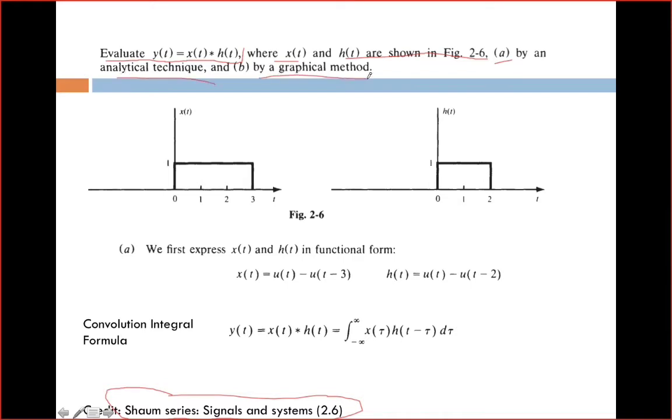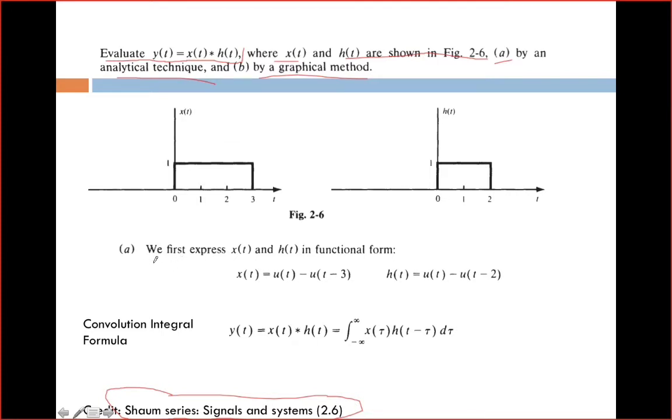You can solve this convolution problem in two different ways. One is analytical technique, another one is graphical technique. Analytical technique is simply solving using integration. For the graphical technique, you have to use the graph of the signal, and then evaluate by multiplying two different graphs. First, we are going to use the analytical technique to solve this problem.